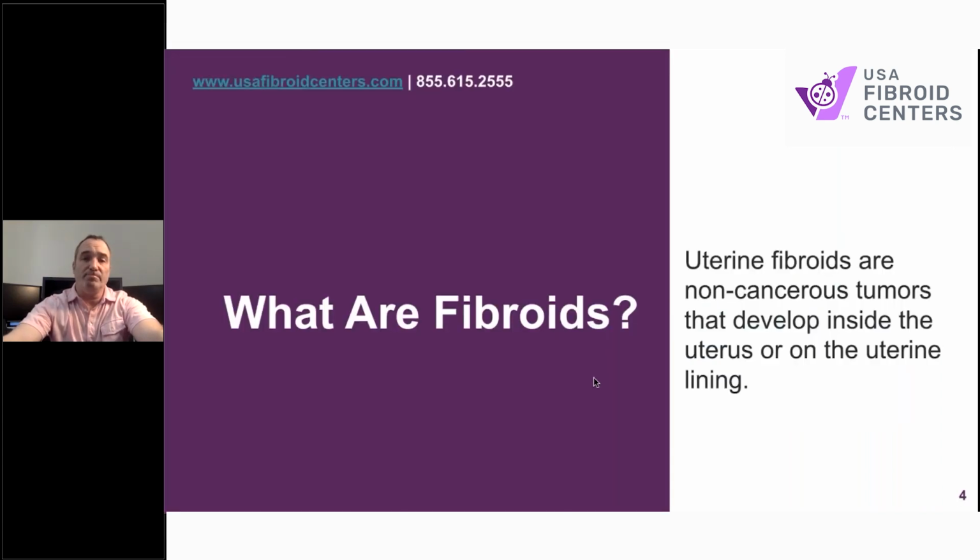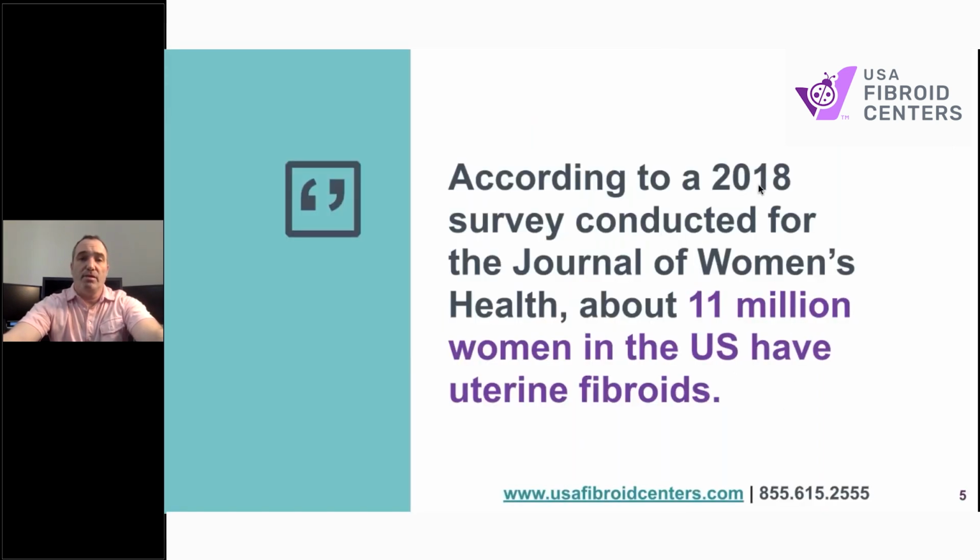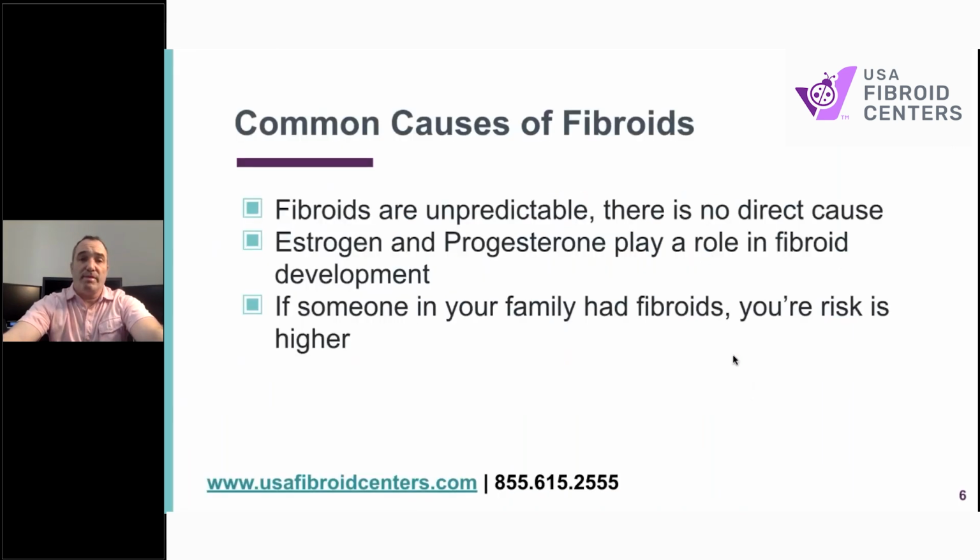So what are uterine fibroids? Basically, uterine fibroids are non-cancerous tumors that develop inside the uterus or on the uterine lining. According to a 2018 survey conducted by the Journal for Women's Health, about 11 million women in the United States have uterine fibroids. I think it's actually a little bit higher than that, but this is just a survey that was done. Now, fibroids are unpredictable.